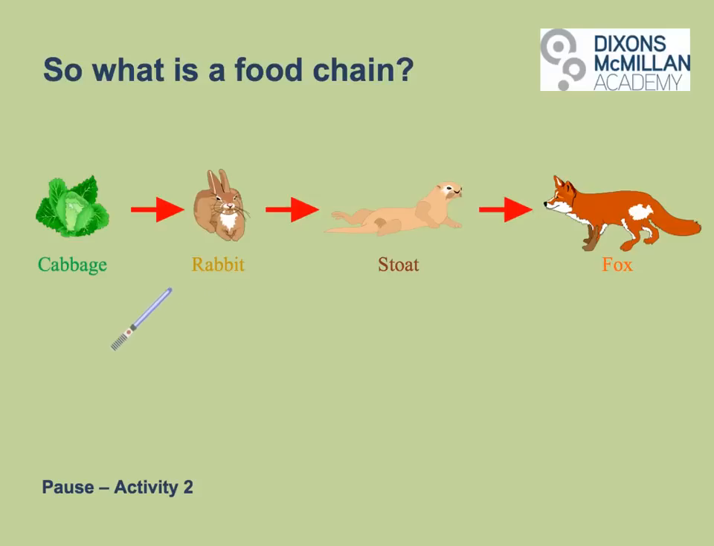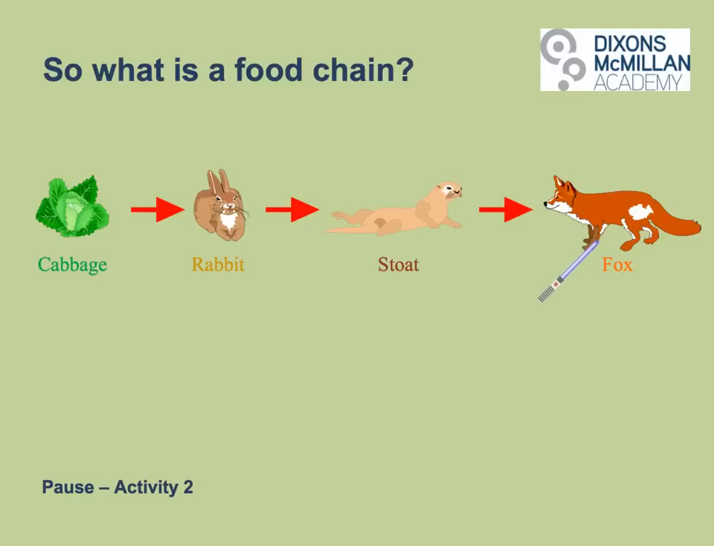So in this diagram, you'll see that we have predators and prey throughout this. So we have the rabbit here, which is not the predator of anything. You don't call it predator of a cabbage because the cabbage can't run away from it or anything like that, it can't hide from it. So the rabbit is prey for the stoat. The stoat is the predator of the rabbit, but it is also the prey of the fox.